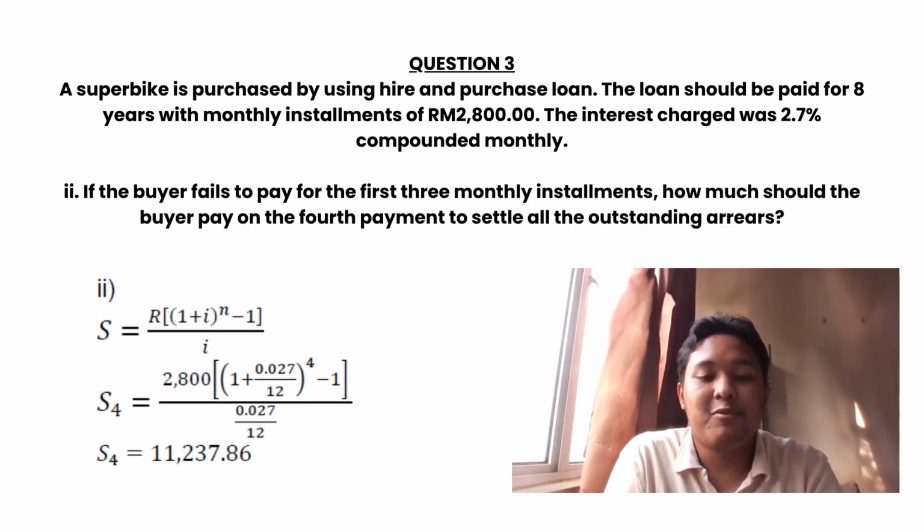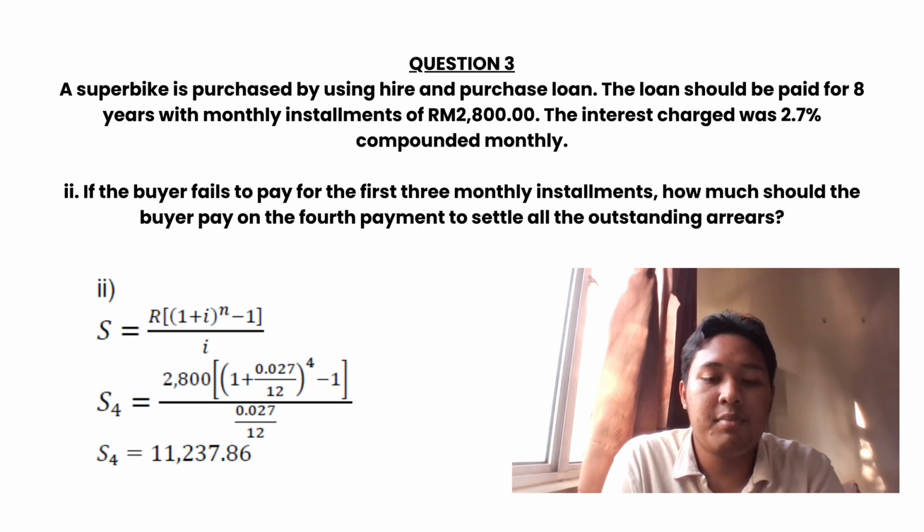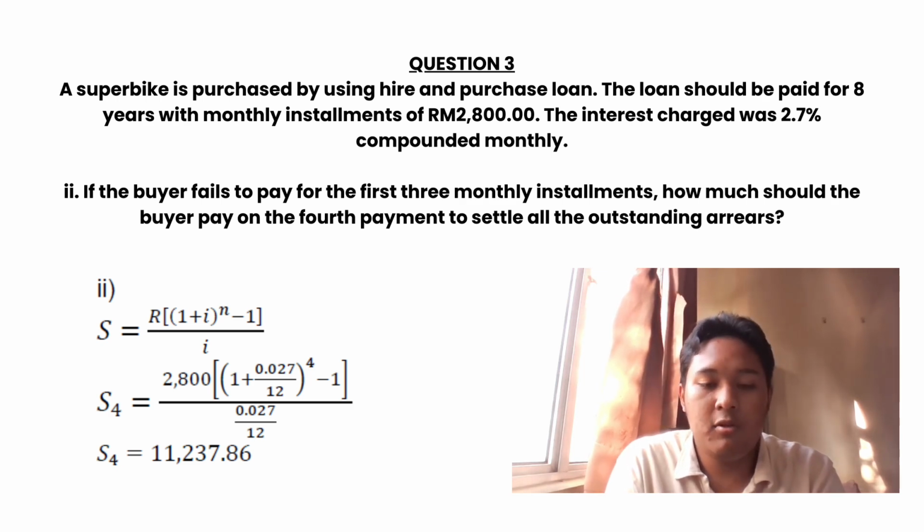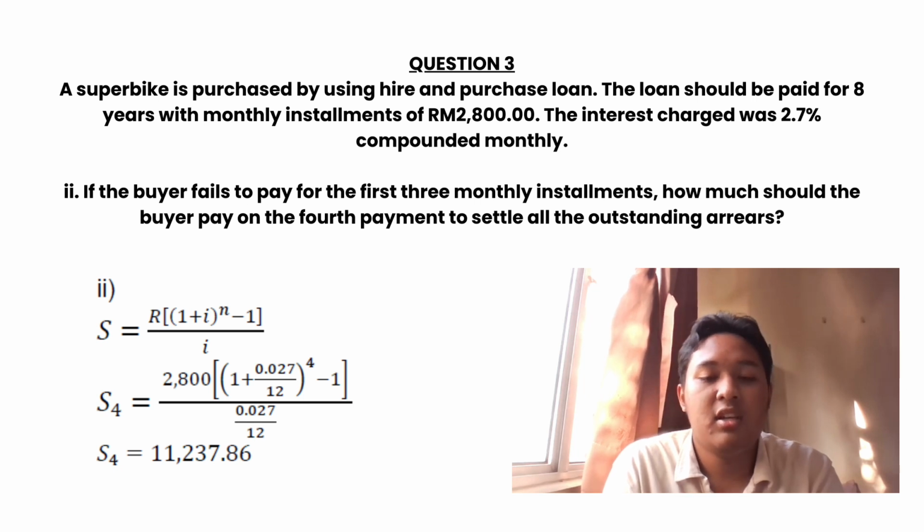For the second question of question 3: if the buyer fails to pay the first 3 monthly installments, how much should the buyer pay on the fourth payment to settle all the outstanding arrears? So let's start with the formula first. S equals R times ((1 plus i) to the power of n, minus 1), divided by i.